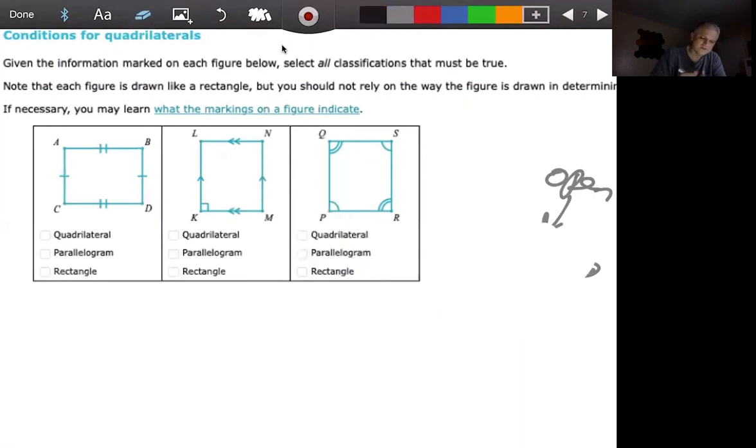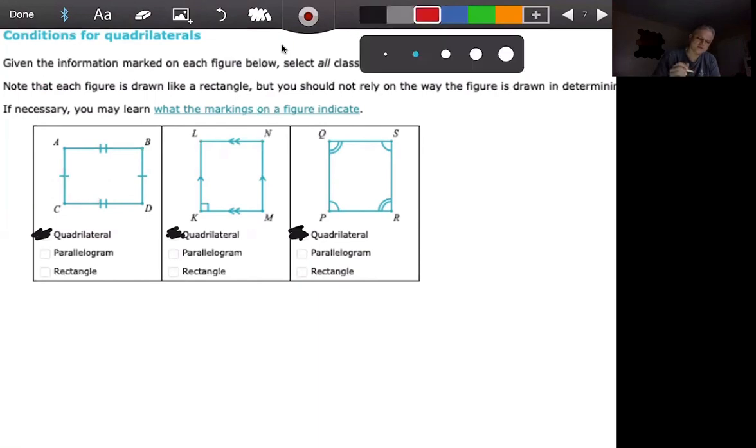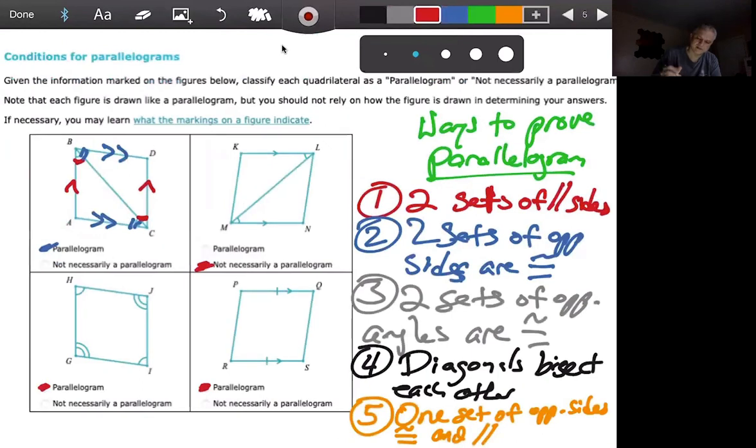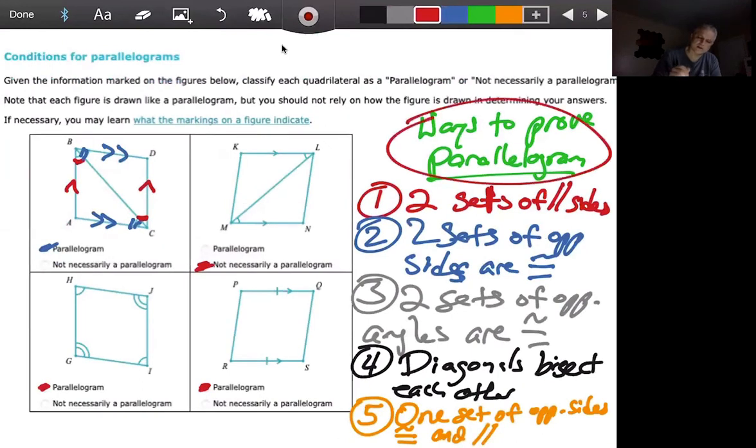So what does it have to give you to be a quadrilateral? 4 sides, and it's got to be a closed figure with line segments. Okay, so all of these are quadrilaterals, obviously. So you've got, the first one's quadrilateral. They all have 4 sides. They're line segments. They're polygons. Right? Rectangles or parallelograms. Well, let's go with parallelograms. Okay, let's go back to that list. Ways to prove that they're parallelograms right there. Do they have one of those 5 things?